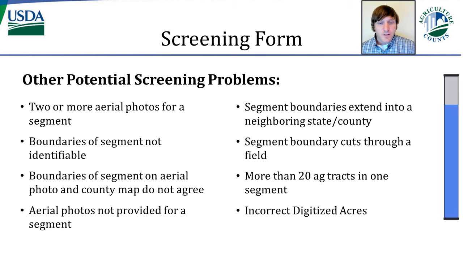There may be a segment that has so much agriculture that it contains more than 20 ag tracts in the same segment. And you may see a situation where the digitized acres printed on the photo are not correct, and you're able to verify that after doing a lot of work with your photo grids.